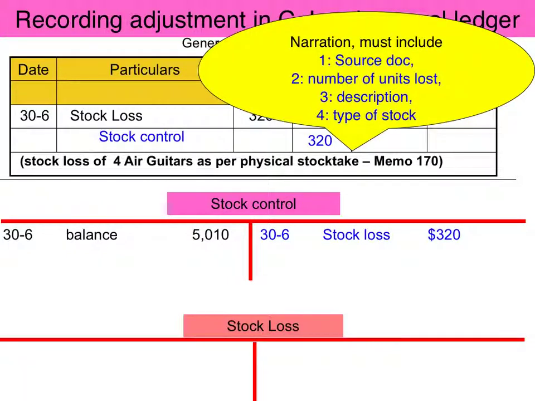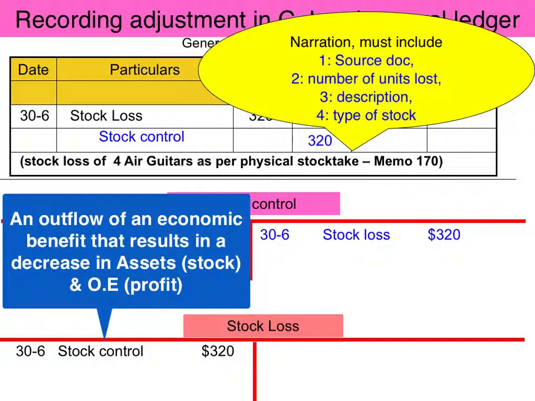In terms of the general ledger entry, you'll need to do a reduction in the asset account, stock control, so therefore we do a credit entry. And an expense has been created here because we've got an outflow of an economic benefit in the form of a decrease in our assets, stock, and a simultaneous decrease in owner's equity. So therefore we're satisfying the criteria for an expense. So therefore a debit entry to the stock loss account is required.